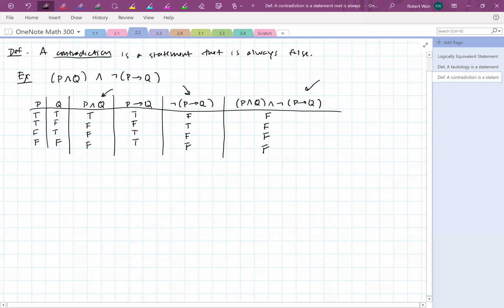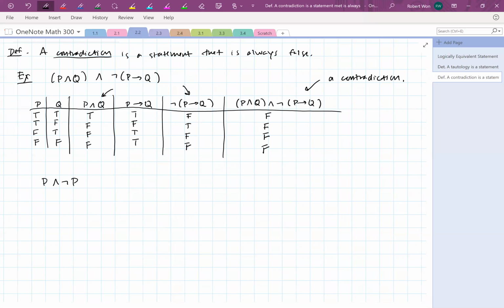So this statement is a contradiction. That's just what we call a statement that's always false. Other contradictions include, maybe the most classical example, P and not P. Right? It's never possible for the statement to be true because it's never possible that a statement and its negation are both true. If a statement is true, its negation is false. So you can never have P and not P. And another example of a contradiction is P if and only if not P.